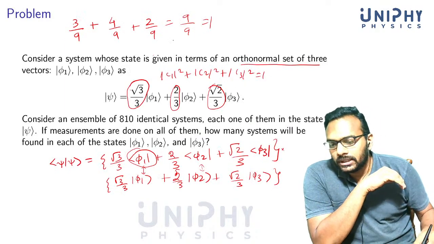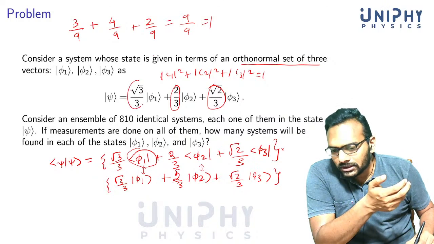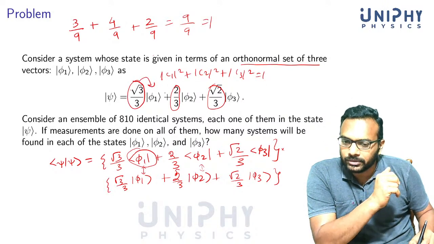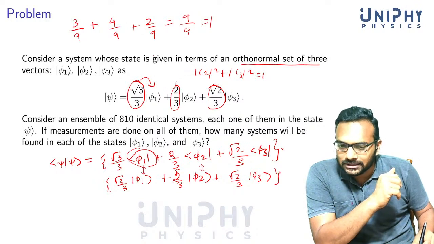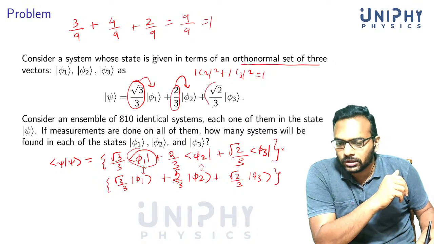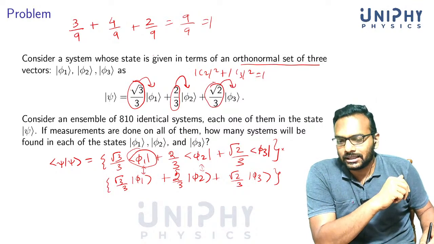Now what we need to find is that once this is normalized, the modulus square of this is the probability that the state will reduce to phi 1 after measurement. The modulus square of this is the probability that the state will reduce to phi 2 after measurement. The modulus square of this quantity is the probability that the state will reduce to phi 3 after measurement.